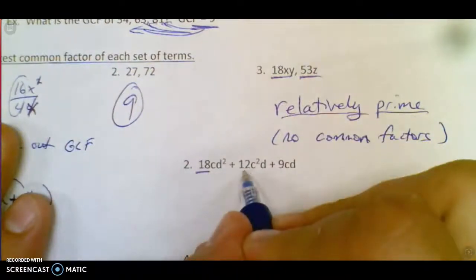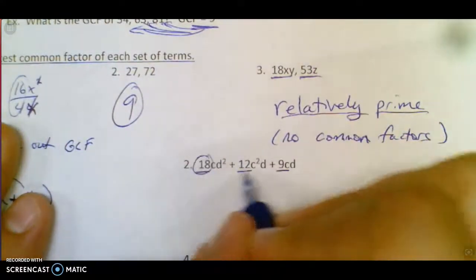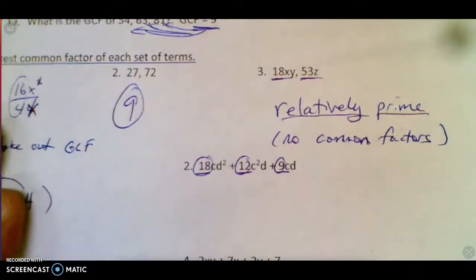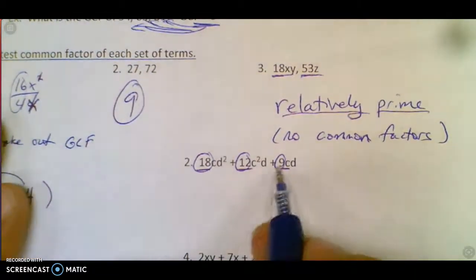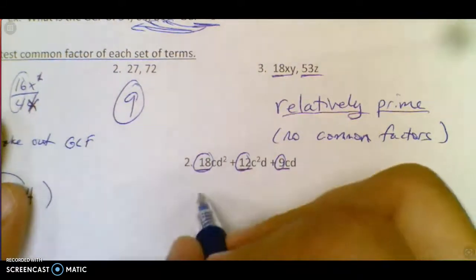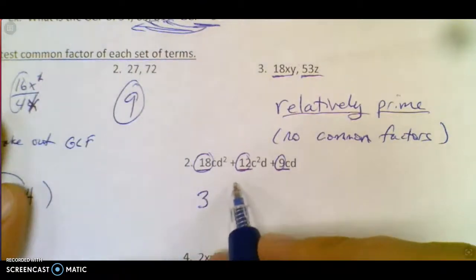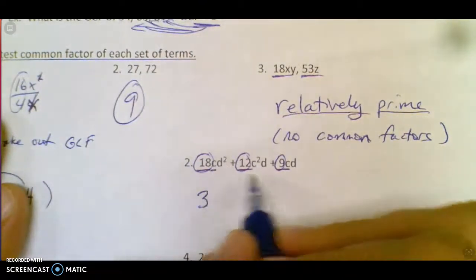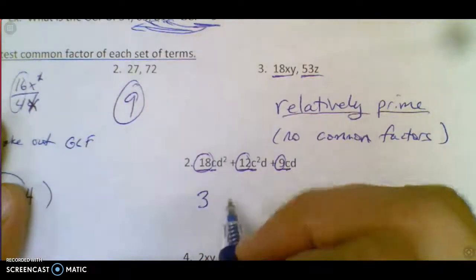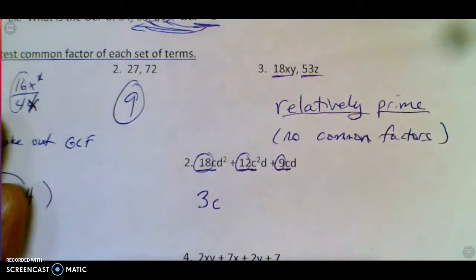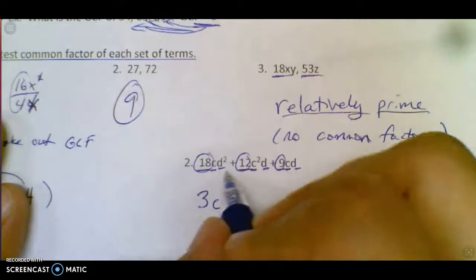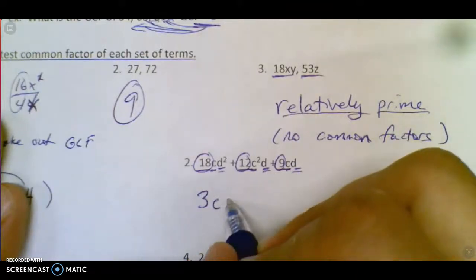All right, now I look at all these. Okay, now I got 3 numbers to deal with. What number goes into 18, 12, and 9? 9 goes into both of these, but it doesn't go in here, so you can't say it's common. But a 3 goes into all of them. Okay, how about the C's? There's 1 C here, there's 2 C here, and there's 1 C here. So what do they actually have in common? 1 C. Here's 2 D's, 1 D, 1 D. So they have a D in common.